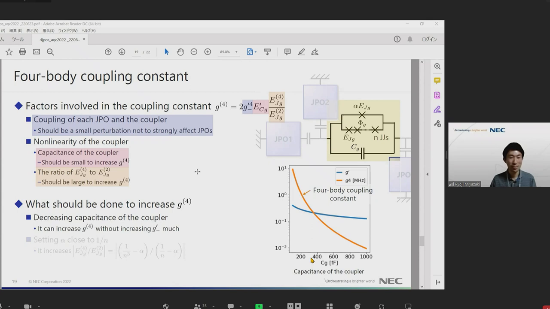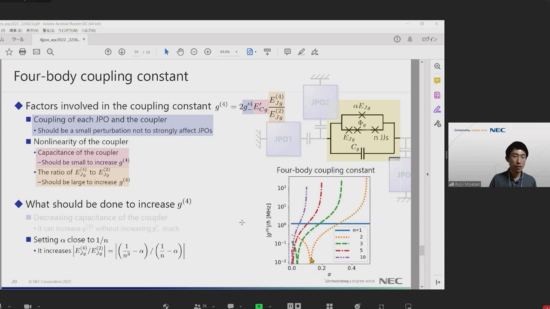So what should be done to increase G4? We have two strategies. One is decreasing the capacitance of the coupler. It can increase G4 without increasing G minus prime. So we satisfy two conditions. This shows the result for this strategy. This is the four-body coupling constant for specific parameter values, changing only CG. We show the four-body coupling constant as a function of CG, the capacitance of the coupler. When we decrease CG, the four-body coupling constant rapidly increases, but G minus prime does not increase much.